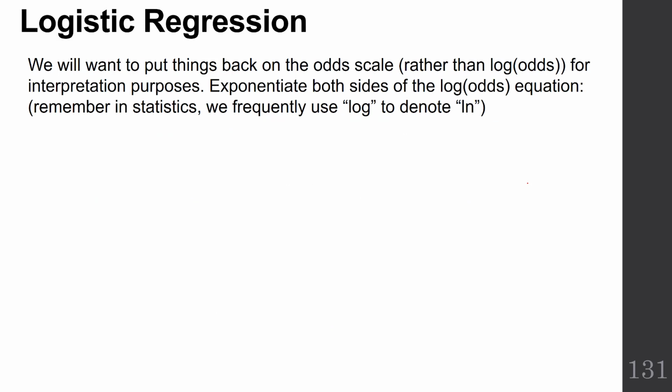So when we do logistic regression, we're going to want to put things back on the odds scale rather than log odds. It's bad enough that we can't talk in probabilities a lot of the time, that we have to talk in odds, but it's even worse to talk in log odds. So what we're going to do is exponentiate both sides of the log odds equation.